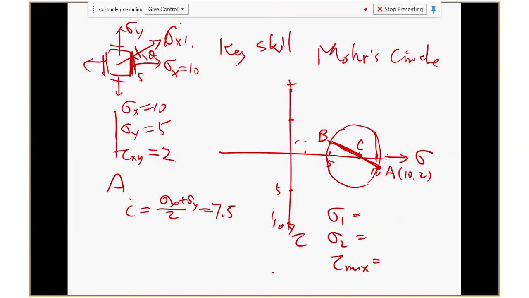Now you draw this triangle. What's the length from this point to here? 2.5. Now what's the other side? 2. Now can you find the radius? So 2 squared plus 2.5 squared. Anyone got a calculator? 3.2. So we got R equals 3.2. Now, what's tau maximum? 3.2. Okay, now what's sigma 1?